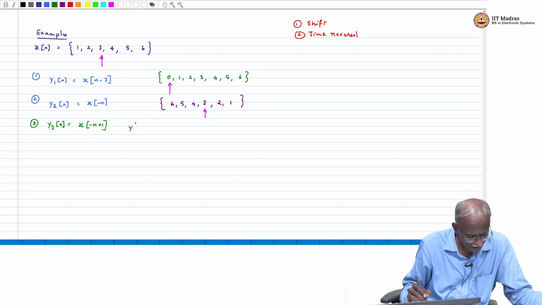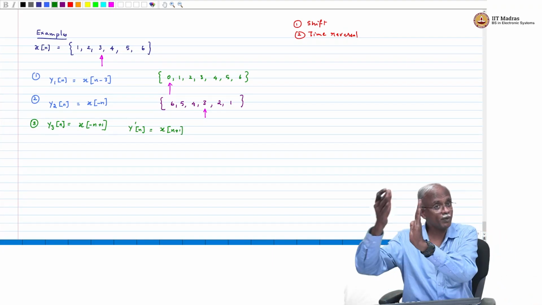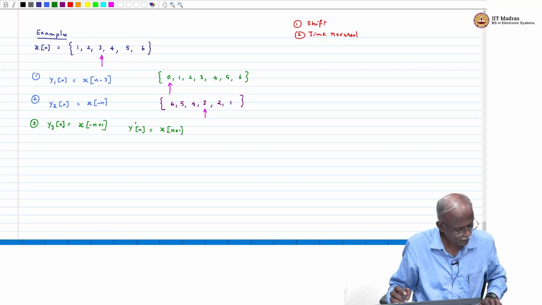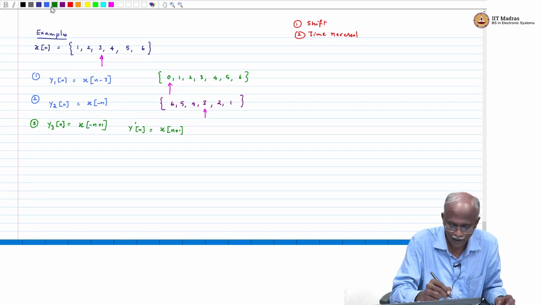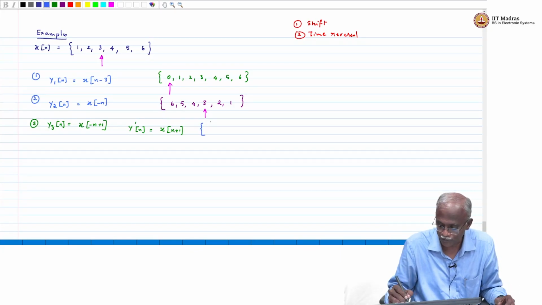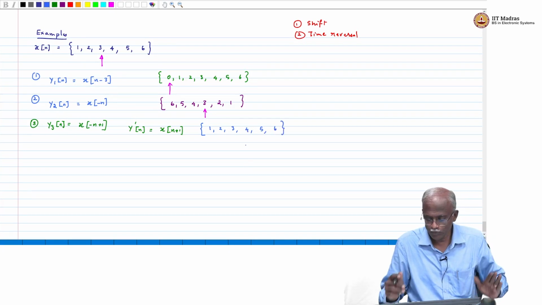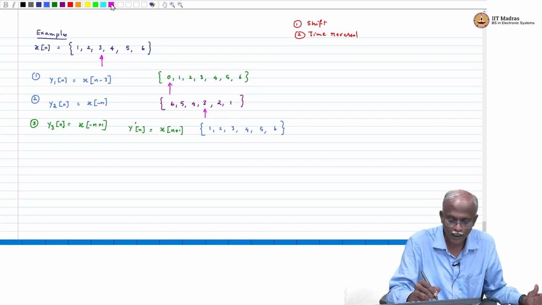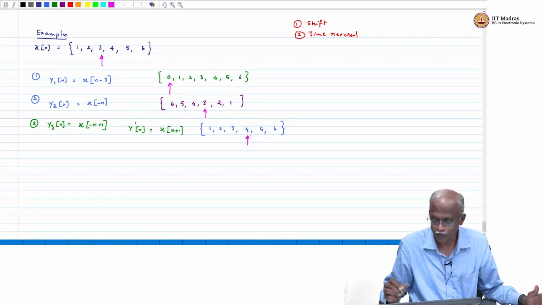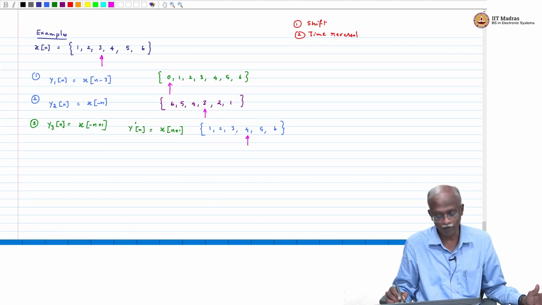I am going to define an intermediate sequence y prime of n which is equal to x of n plus 1. Only the shift part, the shift is plus 1. Shift of plus 1 means it is an advance operation, the sequence moved to the left and your origin now shifted. So you have 1, 2, 3, 4, 5 and 6. Where did the origin move to? It was originally at 3. You advance the sequence by 1. So therefore, the origin now moved to 4. This is y prime of n.